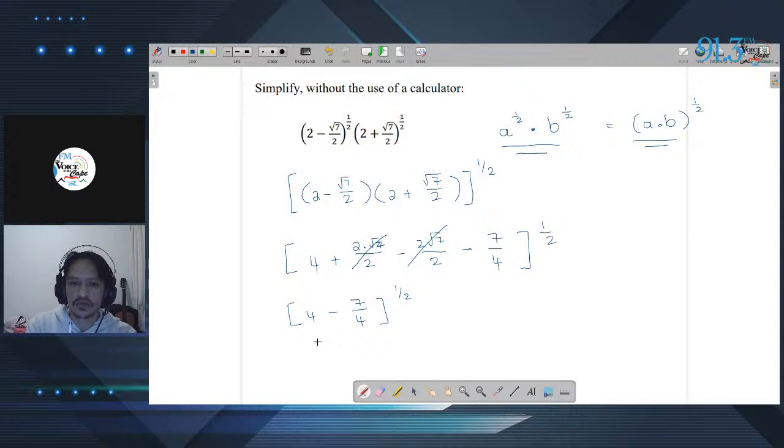Now, we solve within the brackets, basic fraction manipulation. 4 times 4 is 16. 16 minus 7 is 9. So this is going to be 9 over 4.